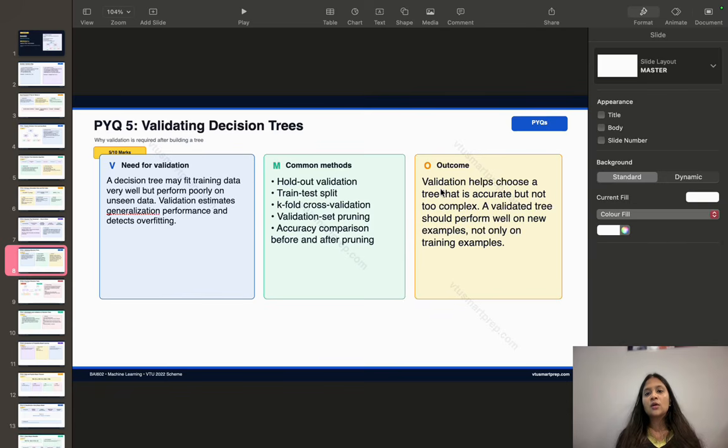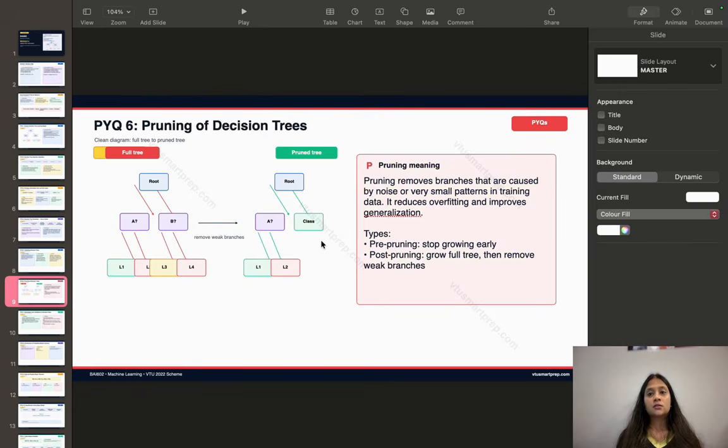And then the outcome: validation helps choose the tree that is accurate but not too complex. Validation makes sure that it chooses the simpler tree, not too complex. And a validated tree should perform well on new examples or new data, not only on training examples. So validation should perform well on new samples, not only on the known samples. So this is the fifth question, on validating decision tree.